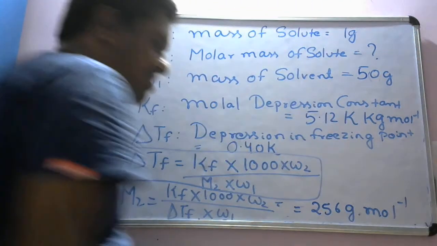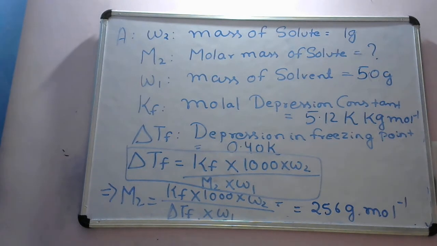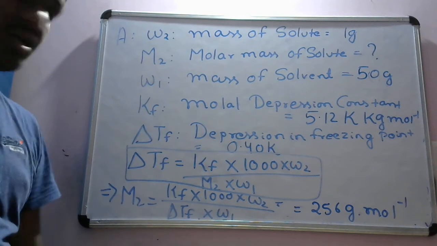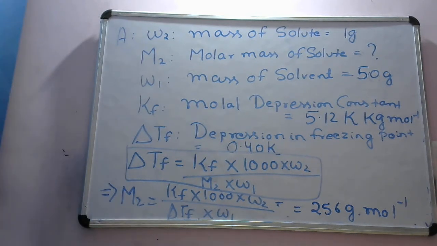Molar mass is always expressed in gram mole inverse. In the next step, you must substitute the values, and the answer is there. So this is how we solved both the freezing point depression questions, and that's all. Thank you.